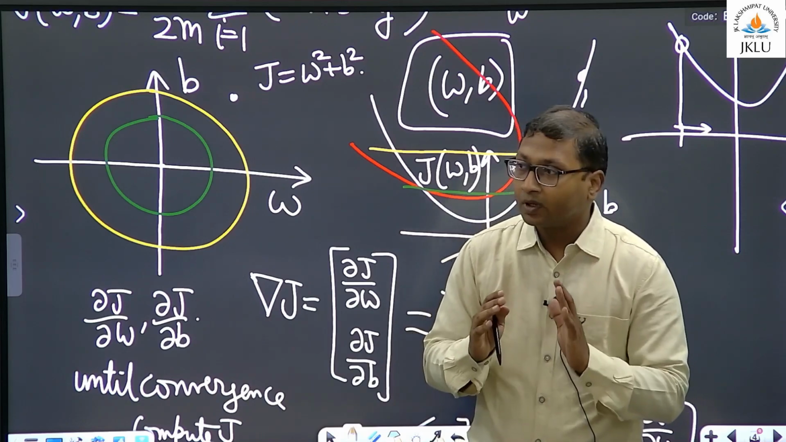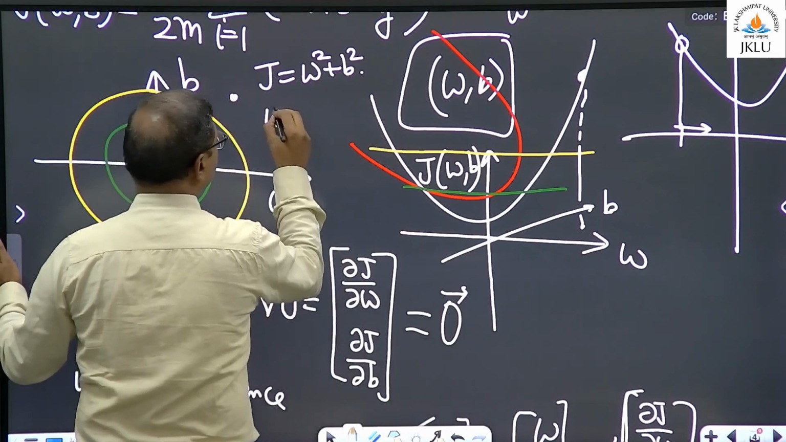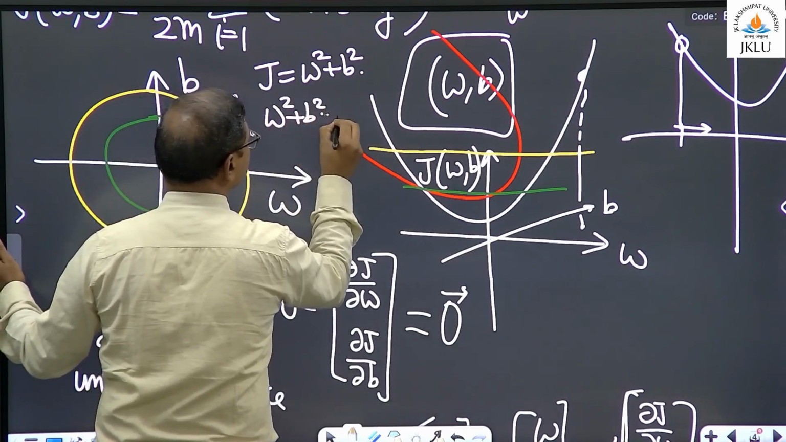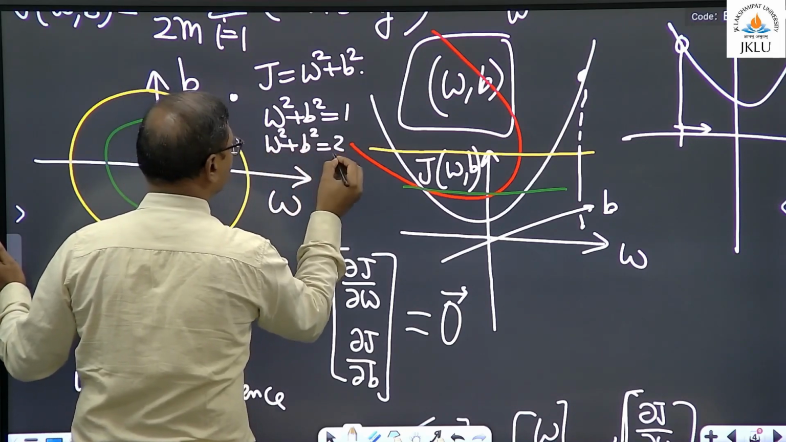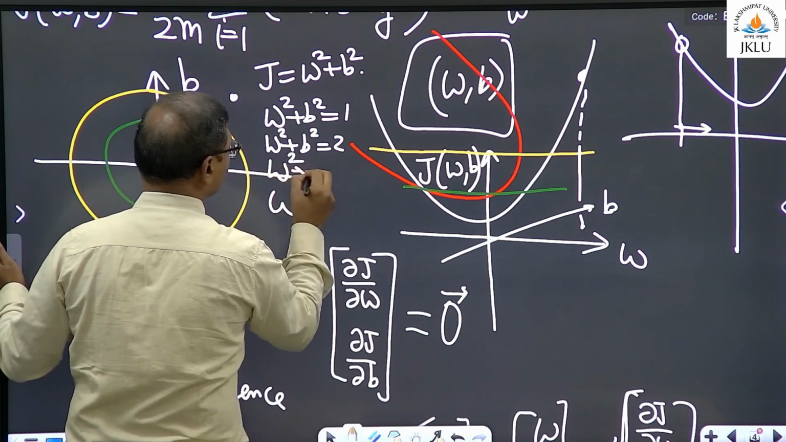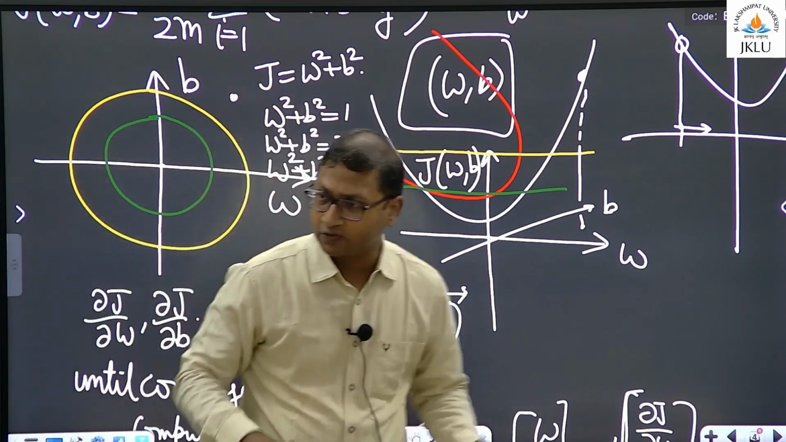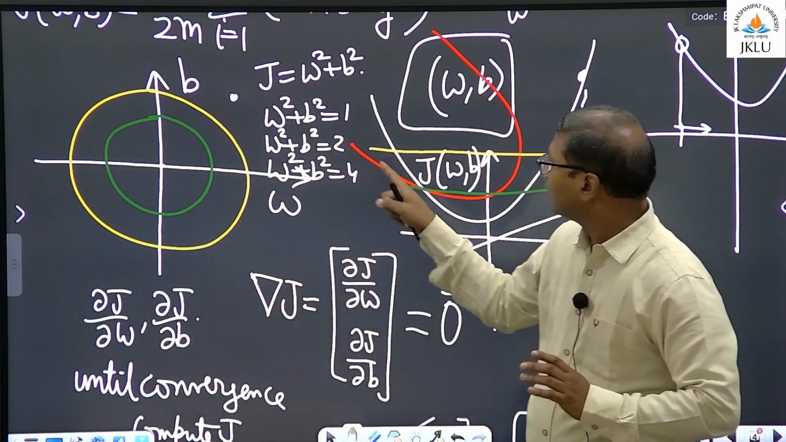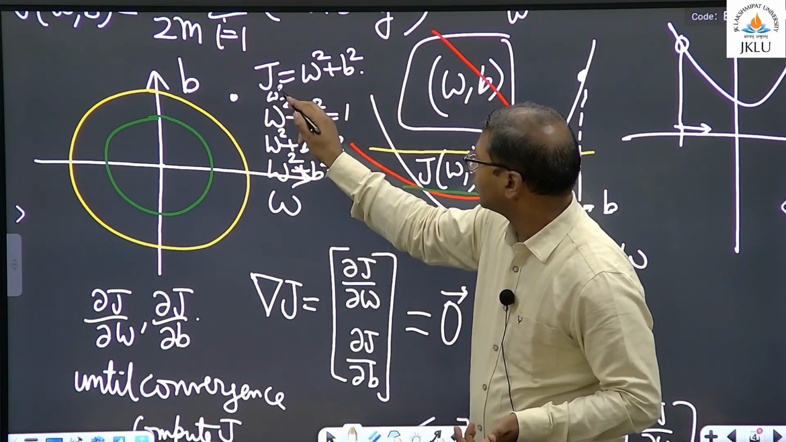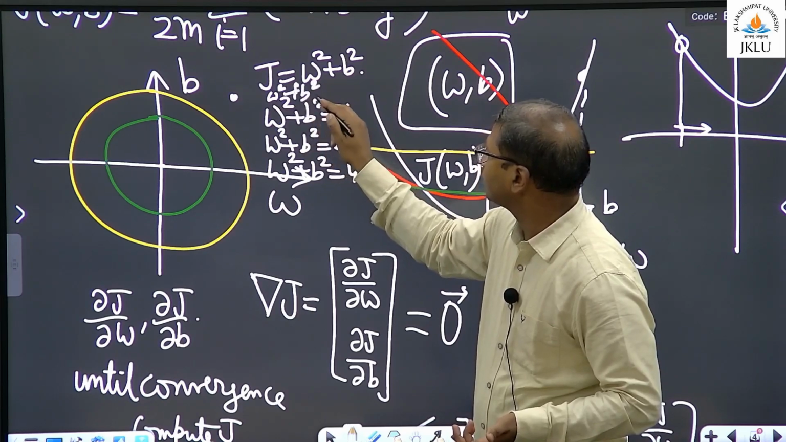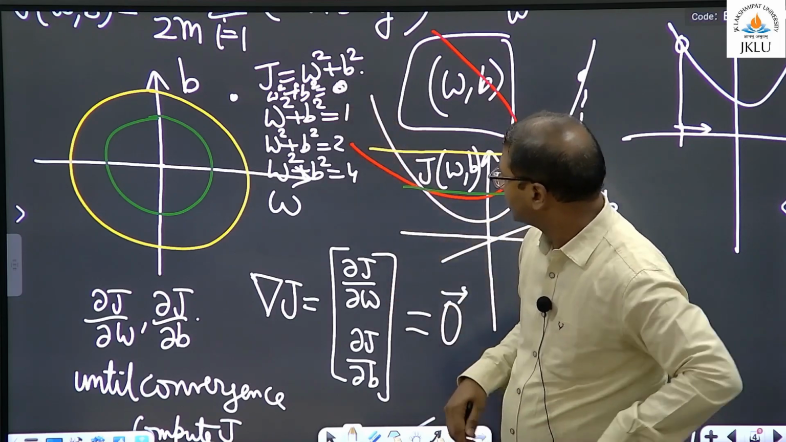Now, what is happening? See, w square plus b square equal to 1, w square plus b square equal to 2, w square plus b square equal to 4. There are infinite such circles, we have talked about them, okay? And in fact, w square plus b square equal to 0.